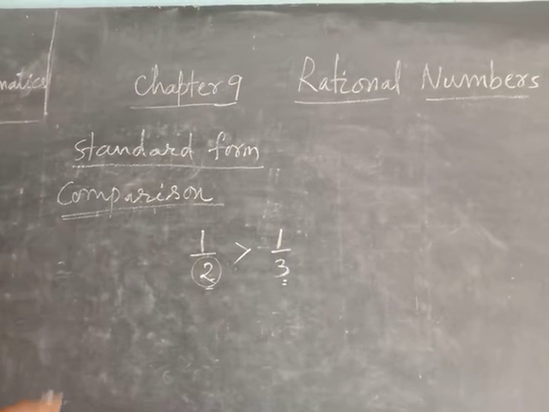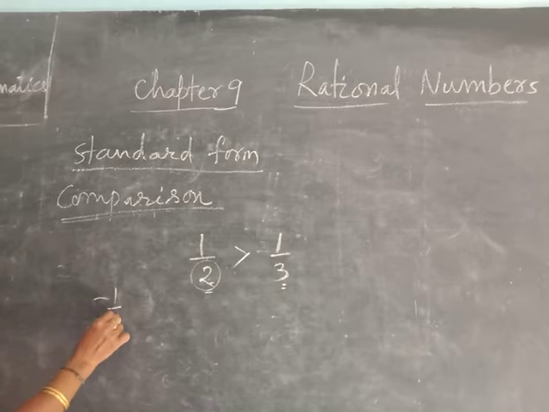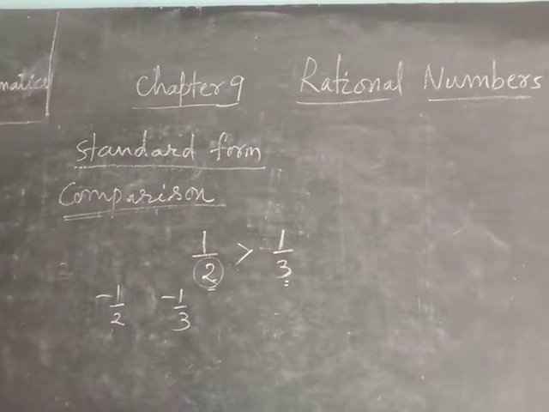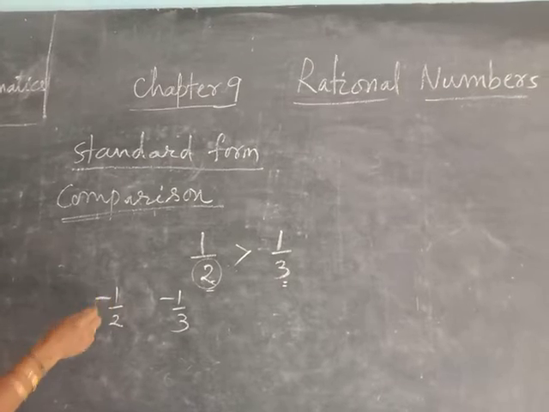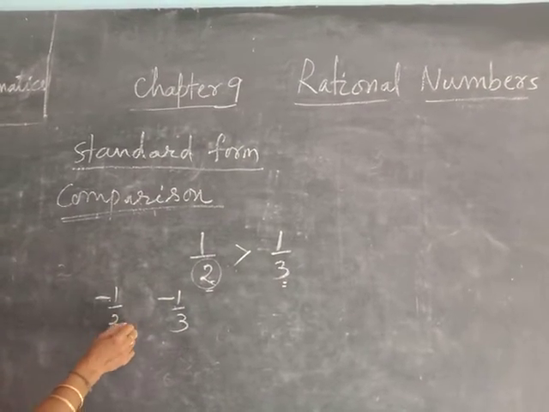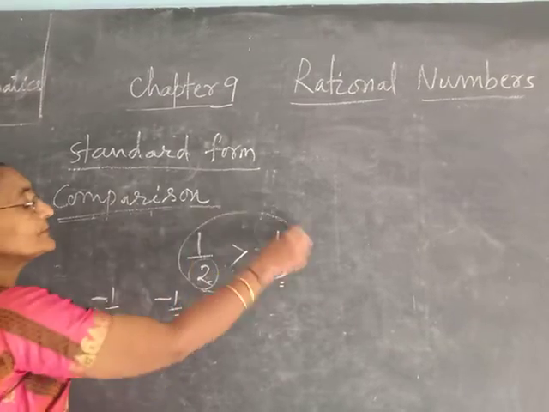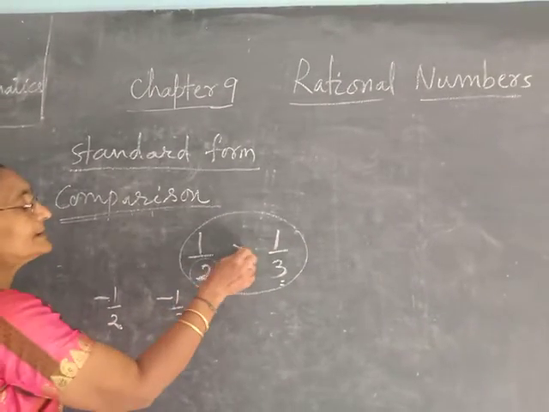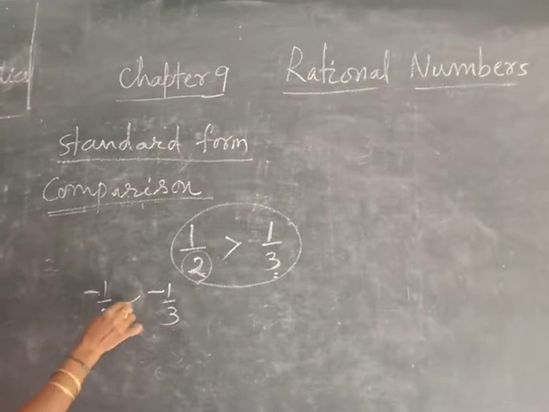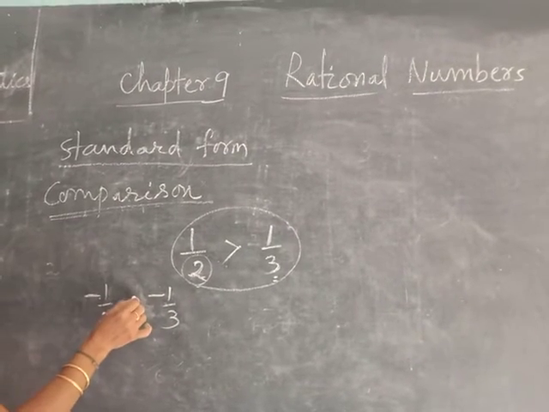Next is there. Suppose negative numbers are there, then how will you find it? Here the numerators are equal, then the denominators are different. Then how do you find, in the positive numbers, which one is smaller? That is the greatest. Then here which one is the greatest? That one is the smallest. That one is the smallest.